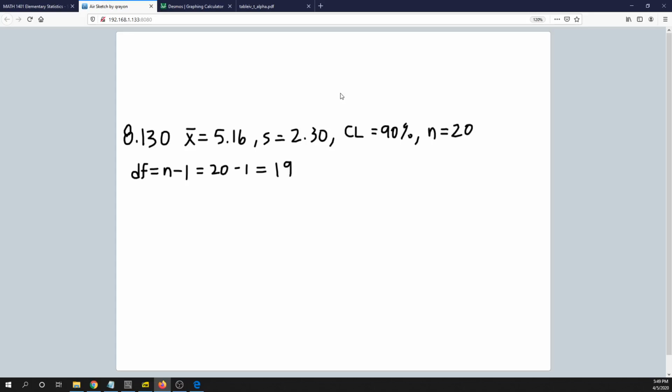All right, next up we need alpha over 2 to find t of alpha over 2. For that process, alpha is going to be 1 minus our confidence level. So 1 minus 0.9, where 0.9 is 90% converted to a decimal. So that's going to be 0.1. And then we need alpha over 2, so that's going to be 0.1 divided by 2. That's going to come out to be 0.05.